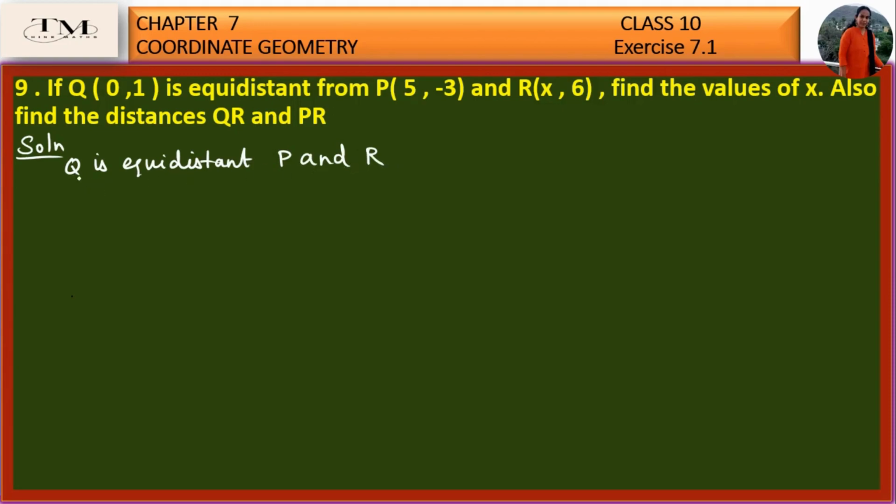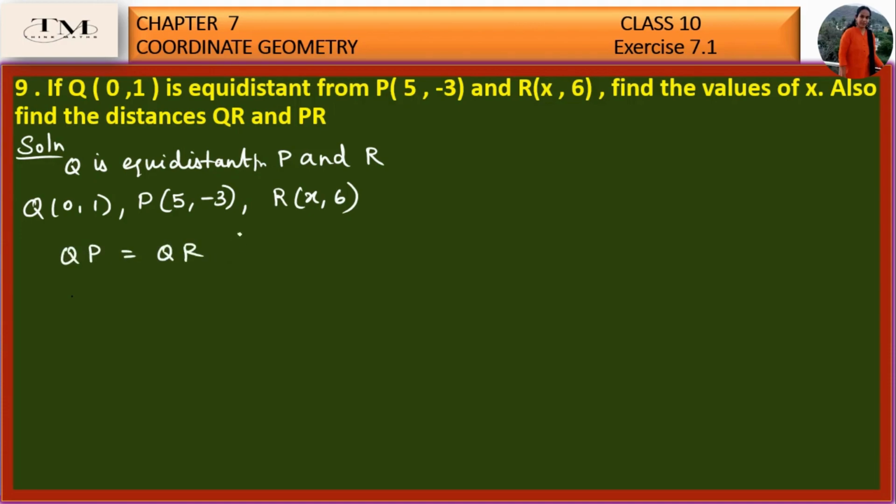So it means QP is equal to QR. So what are the values given? Q is (0, 1). P is (5, -3). R is (x, 6). So these are the values given. If Q is equidistant from P and R, QP will be equal to QR.